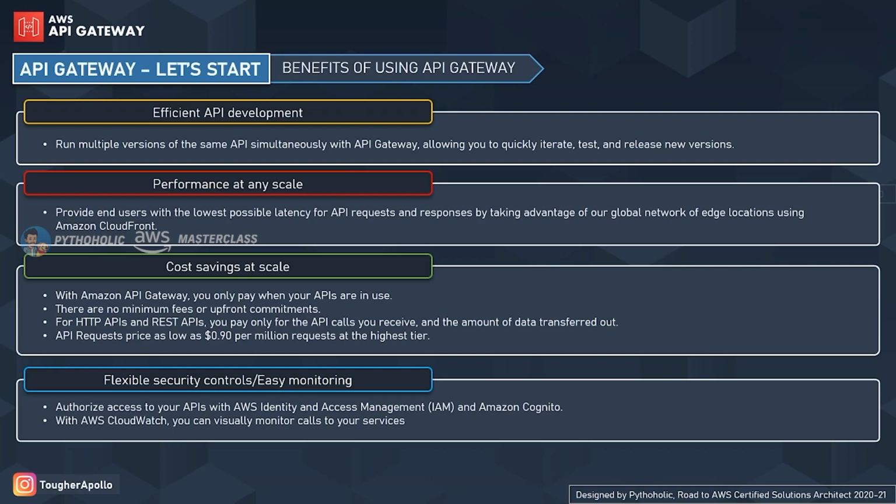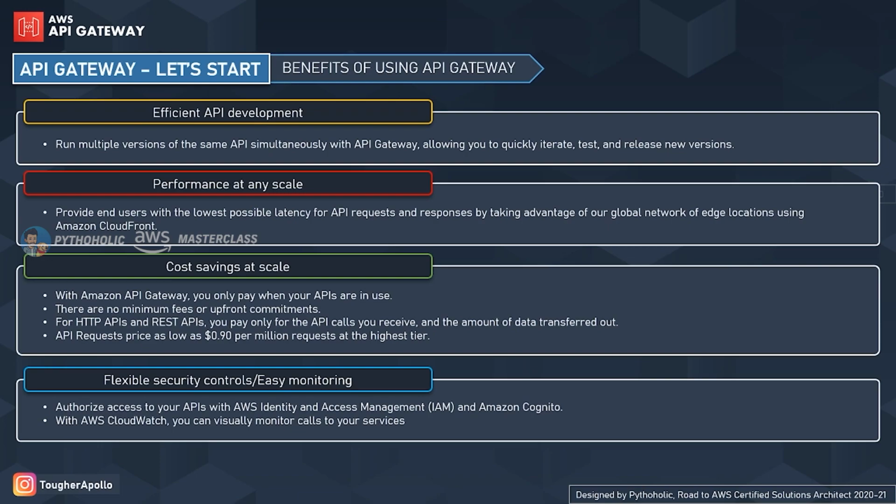So here as well, you only pay when your APIs are in use, that is when they are being requested, and there are no minimum fees or upfront commitments. And for HTTP APIs and REST APIs, you pay only for the API calls you receive and the amount of data transferred out. And API request prices are as low as $0.90 per million requests at the highest tier. And we will discuss the pricing model later on. So for now, just remember this.